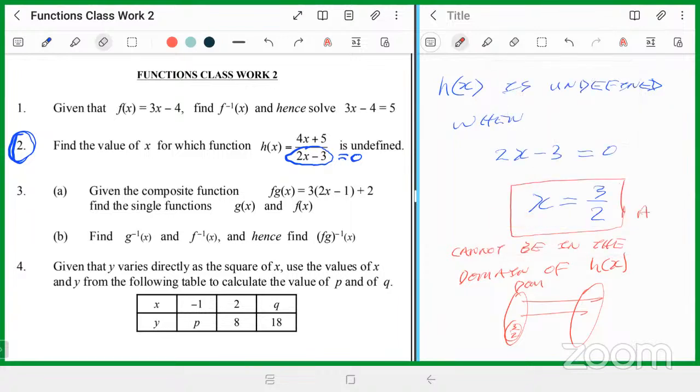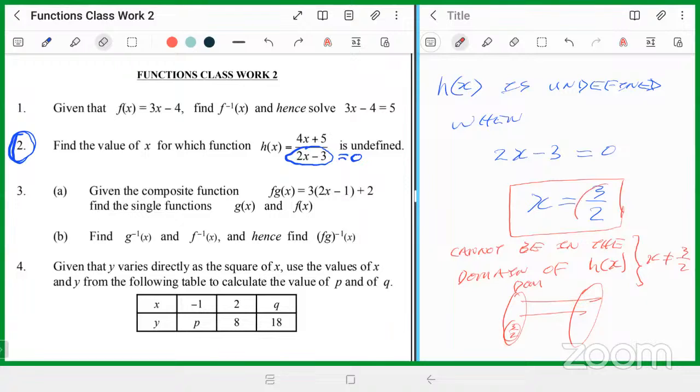X cannot be 3 over 2. The value of x that will make the function undefined is 3 over 2. So this value cannot be in the domain. In other words, x cannot be equal to 3 over 2 on the function. That's what I'm saying here. I'll put it down here. Since it will make the function undefined, x cannot be 3 over 2. So 3 over 2 cannot be in the domain. The domain is a set of x values. So x cannot be 3 over 2.